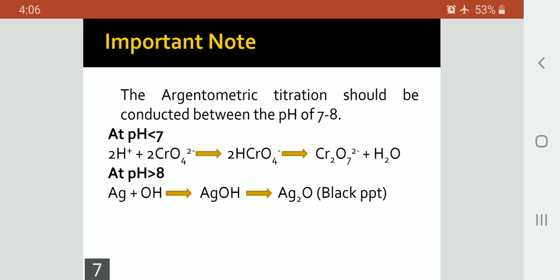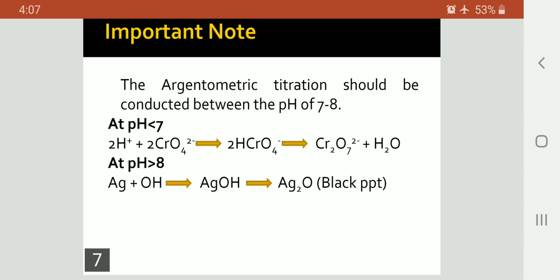Now always remember these argentometric titrations should be conducted at a pH of 7 to 8, because if the H plus ion concentration is more, then the chromate ions are going to react with hydrogen ions. These H plus ions will ultimately form dichromate ions. Whereas if the OH ions are more, then the silver is going to react with hydroxide, leading to the formation of silver hydroxide, and ultimately it will form silver oxide, which shows a black precipitate. So the pH should be between 7 to 8, so that such reactions, either the formation of dichromates or the formation of silver oxide, should not take place.